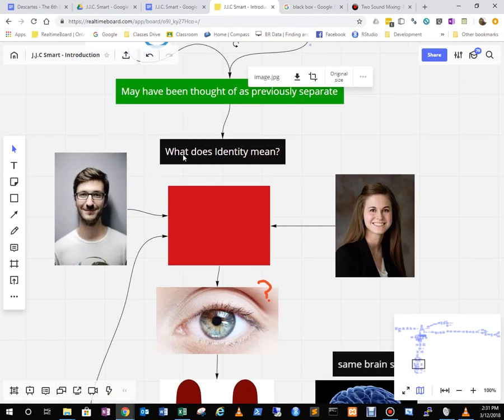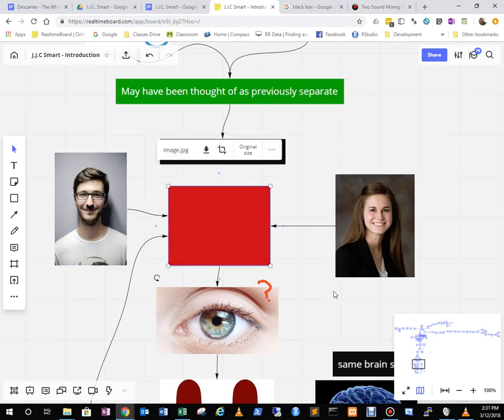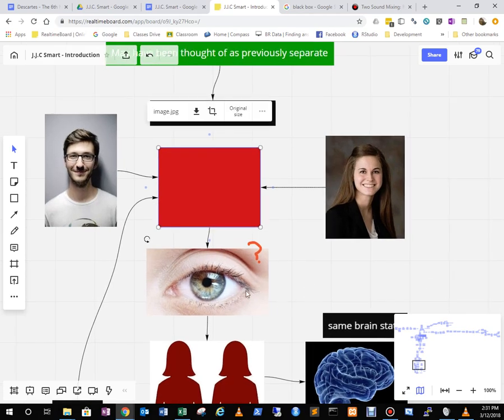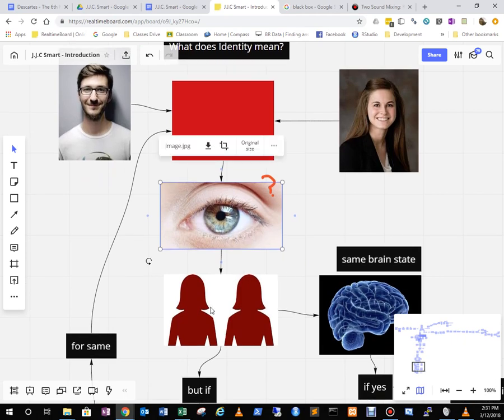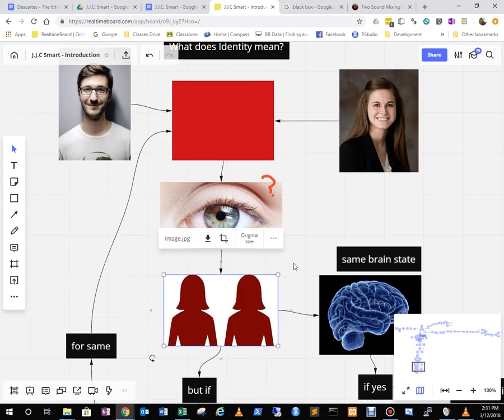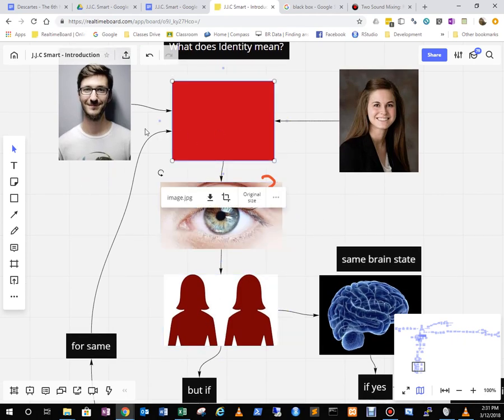Now, this raises the following question. What does identity actually mean? Do 2 people see red in exactly the same way? Do they have exactly the same perception brain states or corresponding states in the brain when they see red? Or is it different depending on their biological makeup or any kind of other environmental effect?